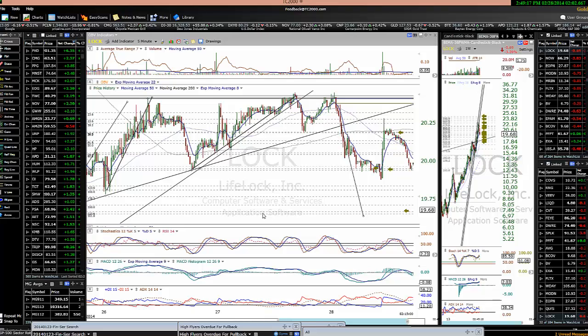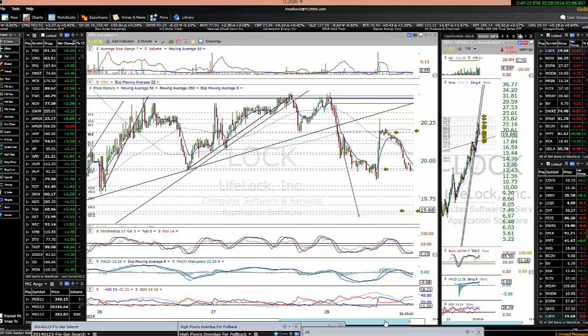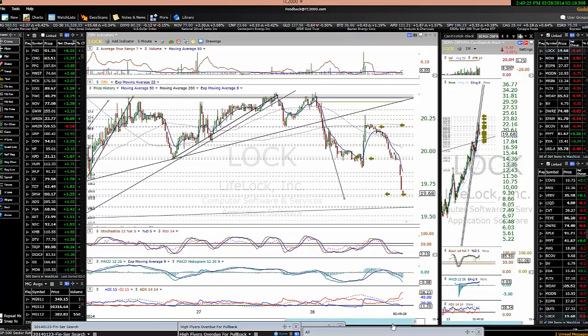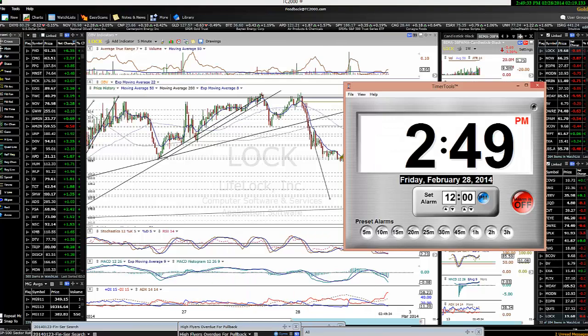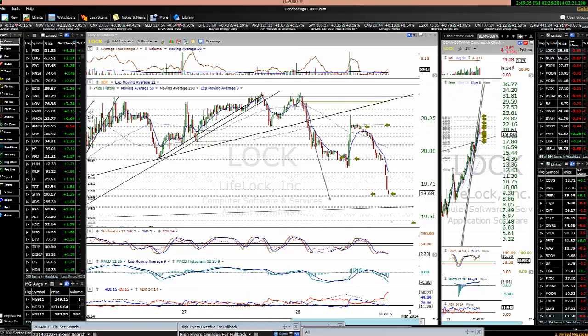$19.67. And believe it or not, that's exactly where the price is right now. Watch this because I can see the box over here. Watch. This is where price went down and then it gapped down. Look, where did it go to? Right to my arrow. So this is now 2:49 p.m. So let's go ahead and take a look at the actual trade.